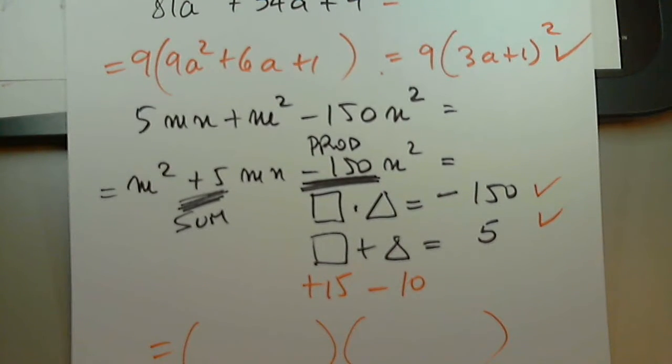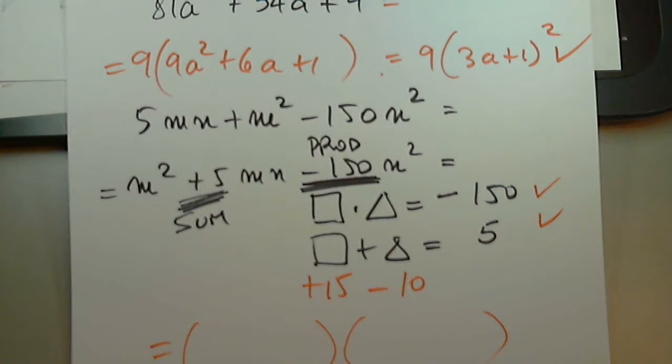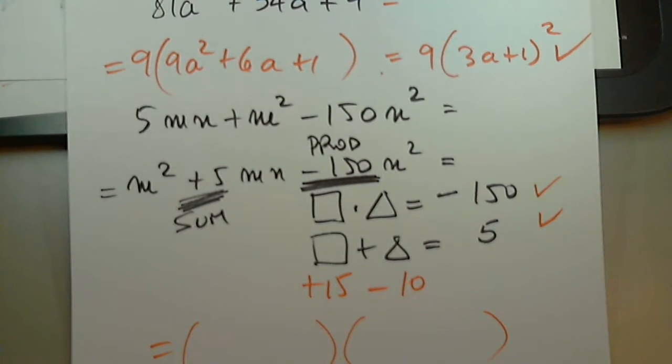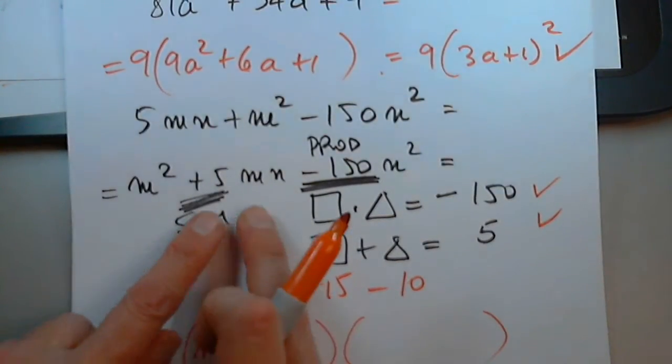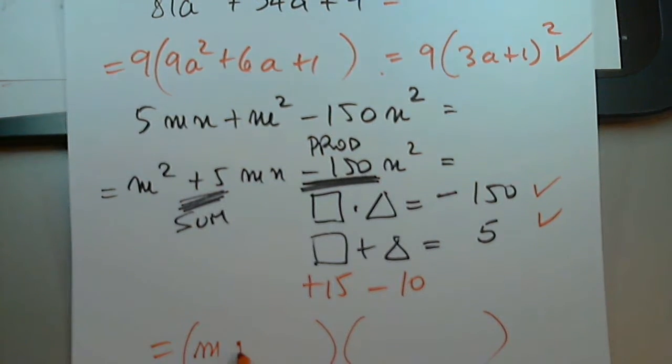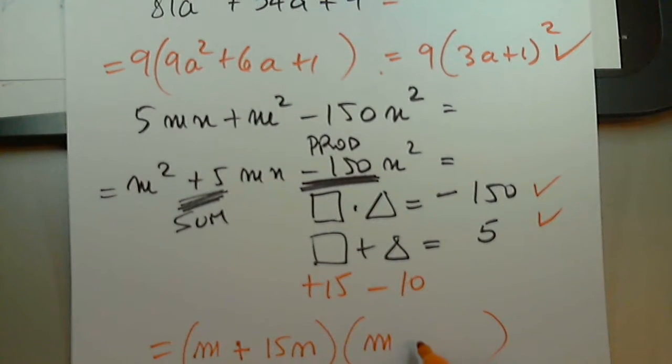Can anyone give us the factored form? I was trying to confuse M and N. You will not be confused. Just give it a shot. I'll help you. There are no MNs, only M. So it would be M plus 15. We'll check in a minute. And what is the other one? M minus 10 N. Good.